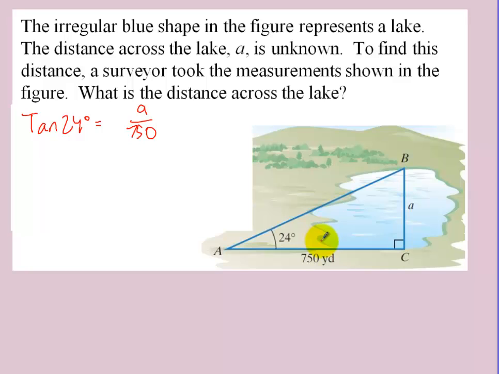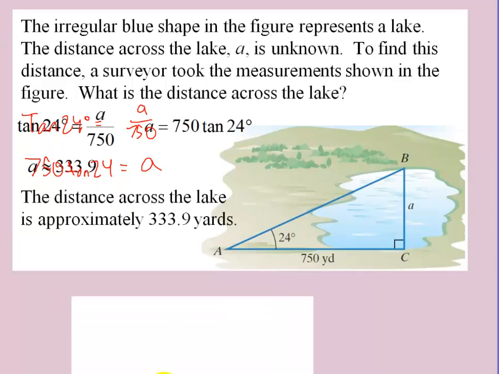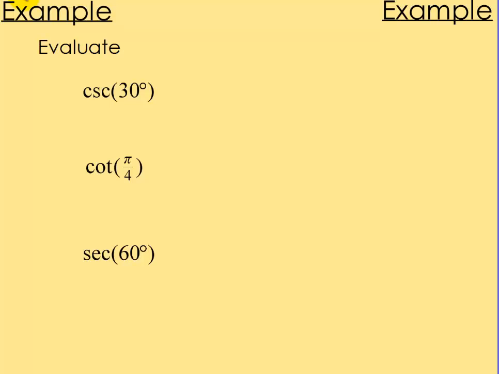So how do you find A? Multiply both sides by 750, so 750 times tangent of 24 is going to equal A. If we plug that into a calculator, A is going to be 333.9 yards. All right, let's do some examples. Pause the video.